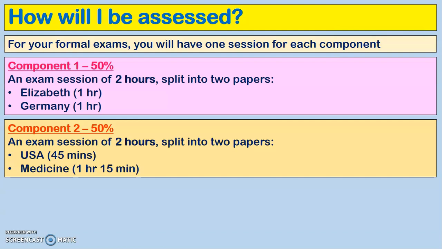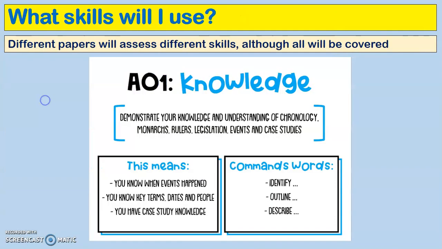Each paper contains different types of questions, which we're going to look at now in terms of the type of knowledge you're going to be assessed on. So you will be assessed on knowledge, the understanding of chronology, facts, dates, events, when things happen, what happened, the people who were involved. These are the nuts and bolts of history, the key understanding of what happened and when.